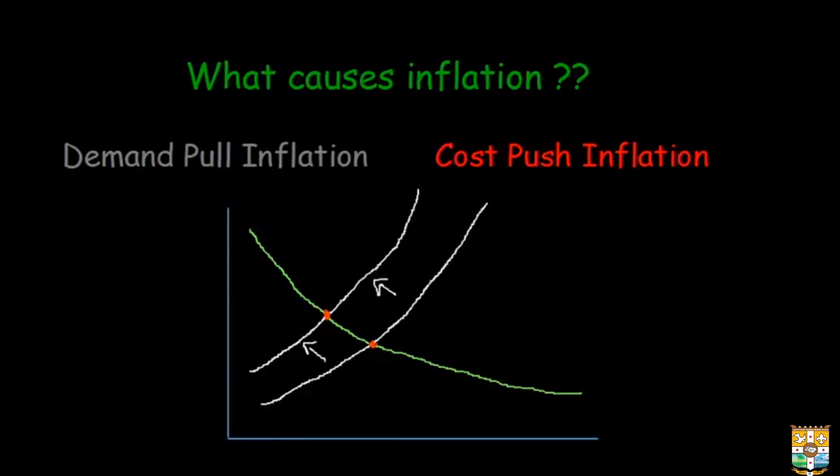But broadly, to review what I explained here, inflation can be caused either by an increase in demand or by a decrease in supply. The increase in demand is demand pull inflation, and the decrease in supply is called cost push inflation.